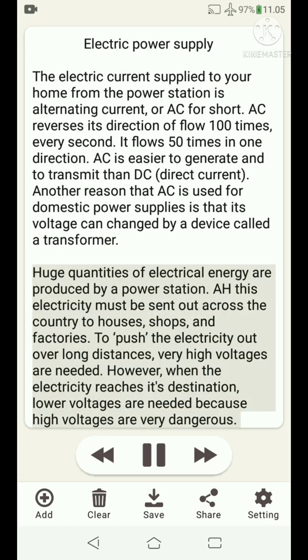Huge quantities of electrical energy are produced by a power station. This electricity must be sent out across the country to houses, shops, and factories. To push the electricity out over long distances, very high voltages are needed. However, when the electricity reaches its destination, lower voltages are needed because high voltages are very dangerous.